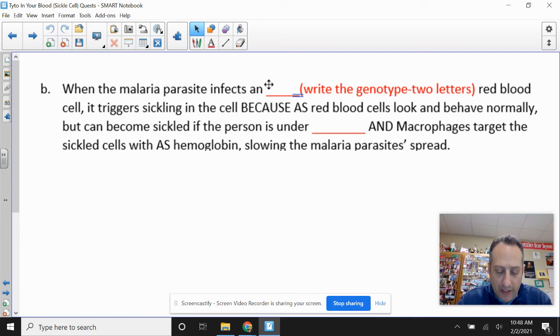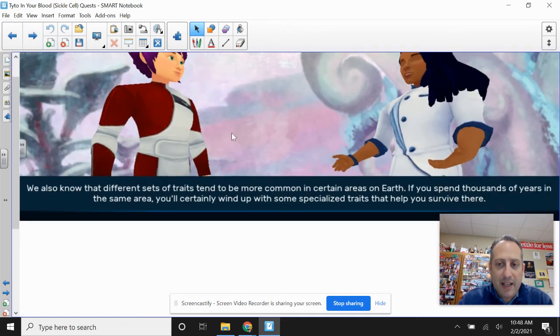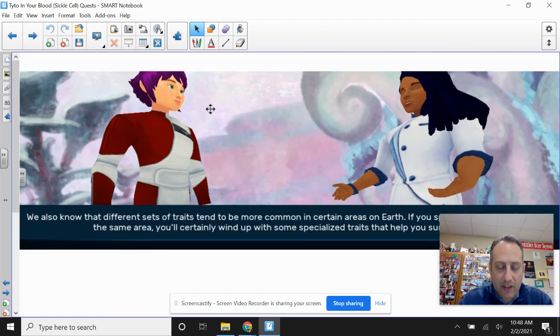So for this one, you had to write the genotype, AS, red blood cells. It triggers sickling in the cell because AS red blood cells, which is what you had to write earlier, look and behave normally, but can become sickled if the person's under stress. And those macrophages, the things that eat the invaders, target the sickled cells with the AS hemoglobin, and they slow the parasite spread. Yay, good job. Thanks for helping, Arthur says.